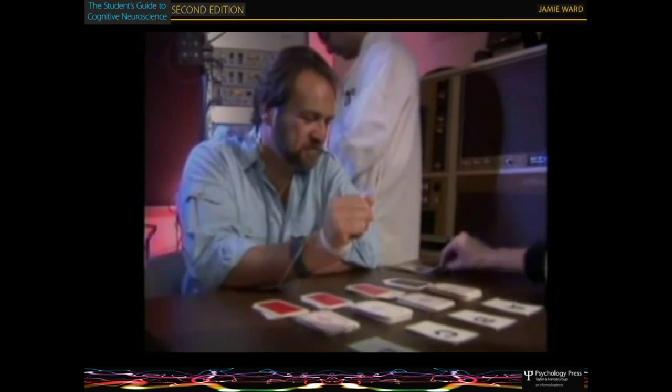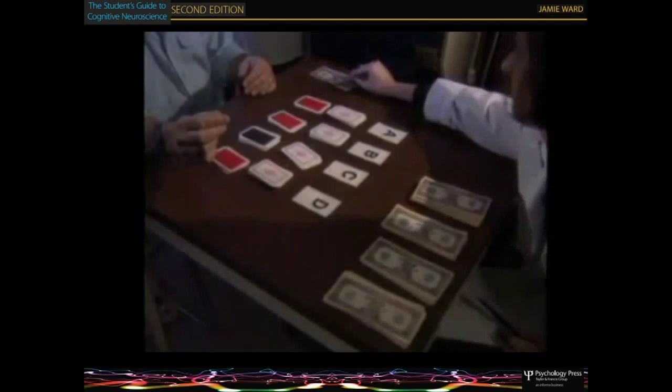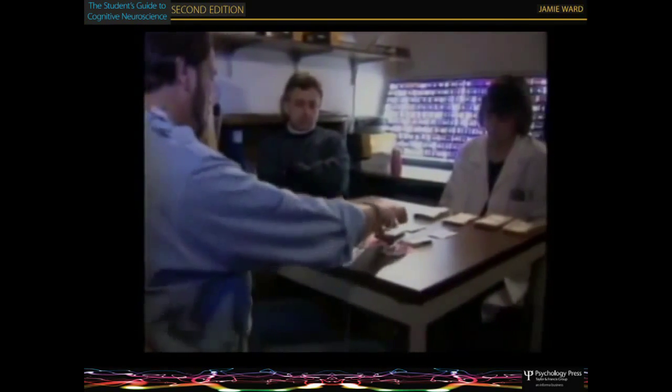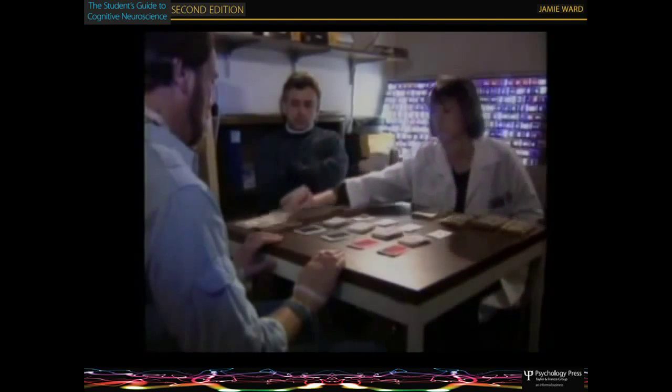Two of the decks pay $100, but they have an unexpected sting in the tail. You might have to pay the experimenter, sometimes as much as $1,250. With the other two decks, you win only $50, but the possible penalty is much smaller, less than $100 on average. The goal of the game is to make as much money as you can, so it has some of the same elements as the game of life: uncertainty, some risk, punishment and reward, and a blend of reasoning and intuitions.